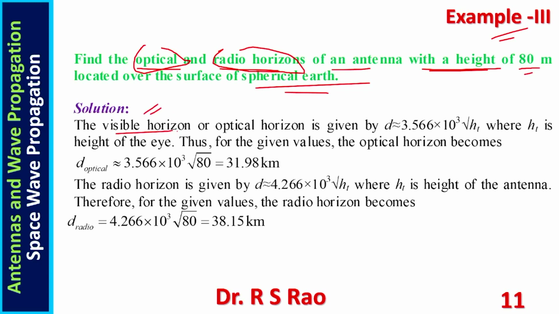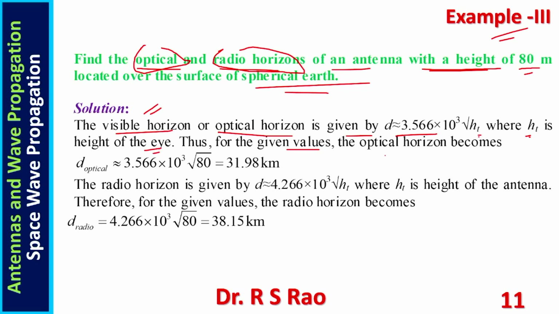The visible horizon or optical horizon is given by this formula. D is approximately 3.566 into 10 power 3 multiplied by square root of HT, where HT is height of the eye.